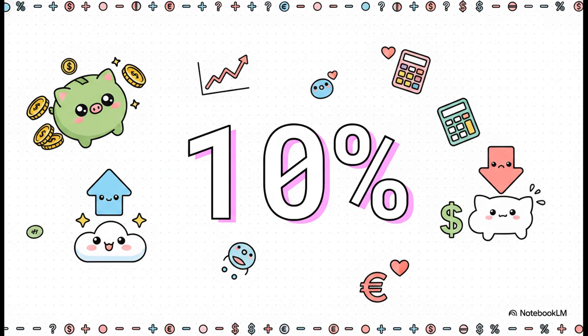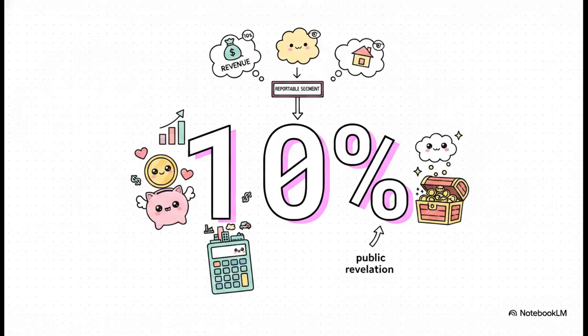That brings us to the second test, profit or loss. A segment makes the cut if the absolute amount of its profit or loss is 10% or more of the greater of the combined profit of all profitable segments, or the combined loss of all losing segments. We use absolute amounts here because, let's be real, a massive loss is just as economically significant to an investor as a massive profit. The third test looks at assets. If a segment is holding on to 10% or more of the combined assets of all operating segments, its secrets are getting revealed to the public.